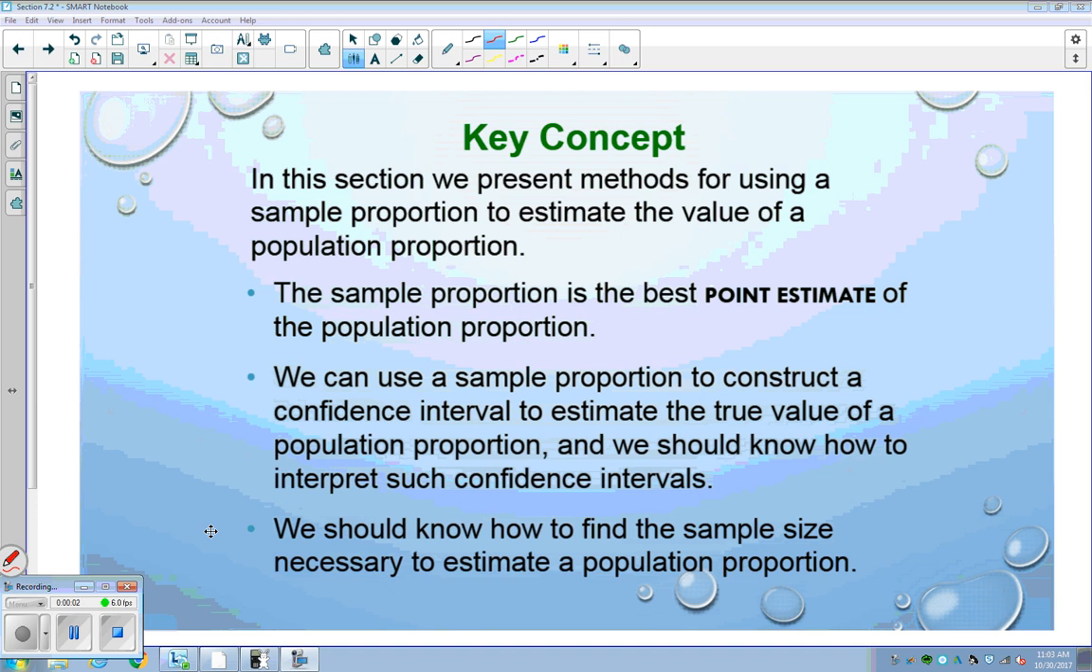Okay, so today we start 7.3. Actually, 7.2. We should do 2 before we go to 3.